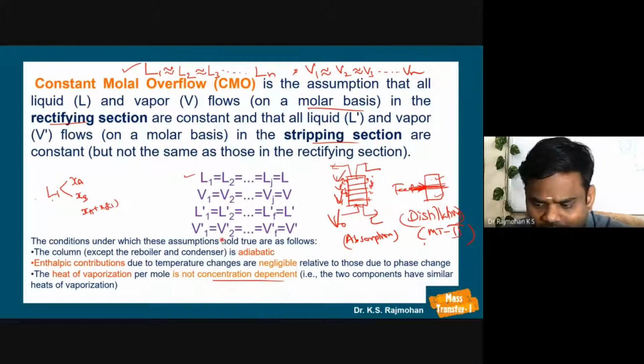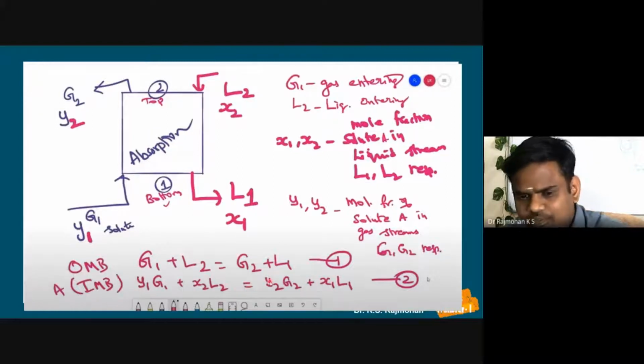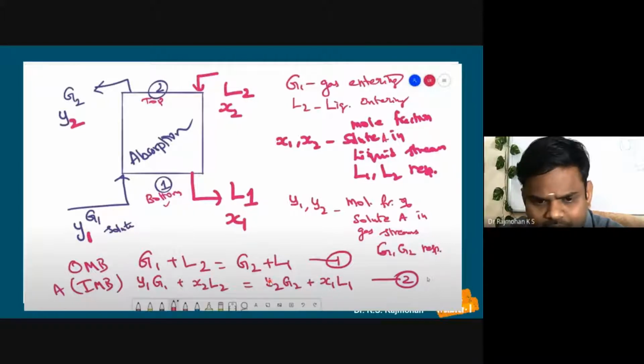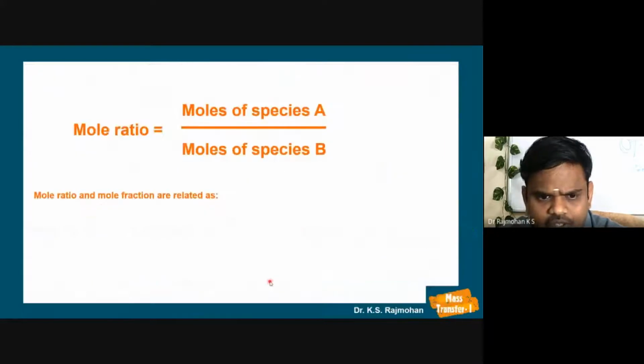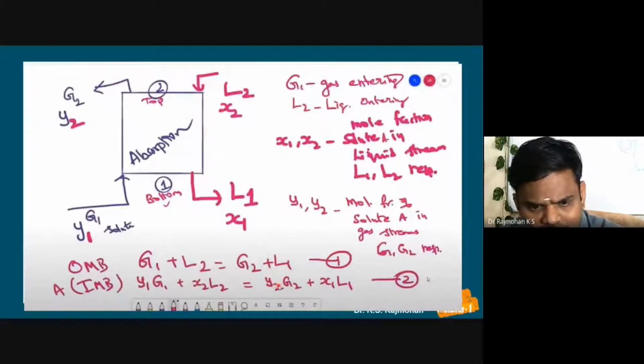So in this expression, if you make G1 and G2 equal to G, and L1 equal to L2 equal to L, this equation can be rearranged. Please refer to our lecture in the Chemical Process Calculations course before continuing here. There we have explained step by step how we arrive at this material balance. Okay, so now we can simplify this equation.